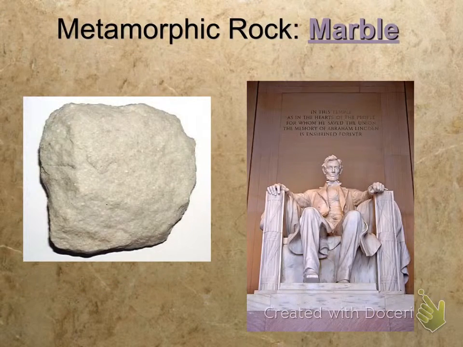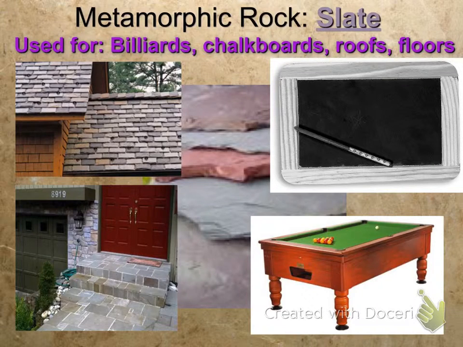Another one would be marble, which is used a lot of times to make sculptures, countertops, and then slate, which is used if you have a pool table. There's a big piece of slate underneath it that keeps it very flat. Chalkboards are slate, roofs are slate, some floors can be made of slate.